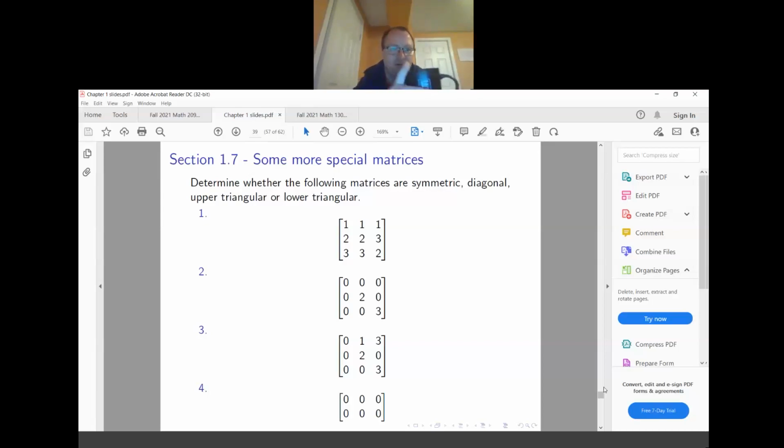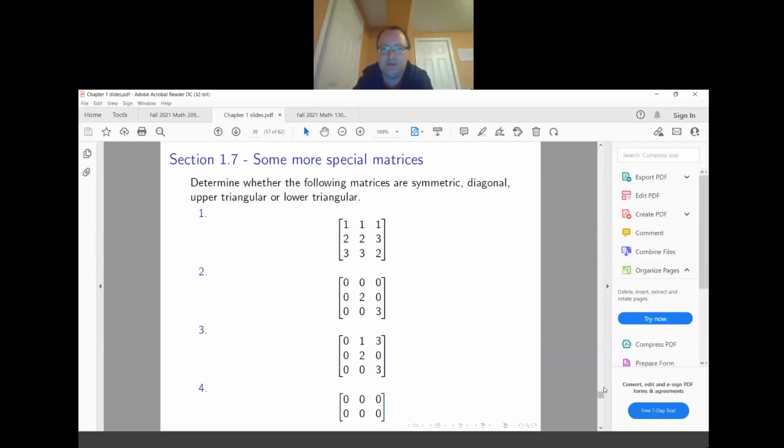All right, so section 1.7 is talking about a few special matrices. So symmetric, diagonal, upper triangular, lower triangular. So we're going to look at all of them in this particular example. Let's just remind ourselves what all these things mean.